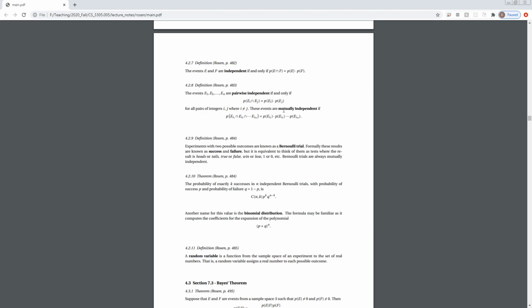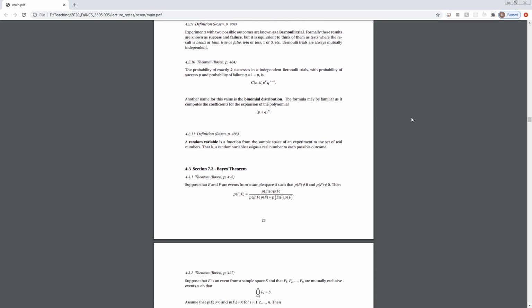And then the events are mutually independent basically if that's true for every pair, right? And so you can measure that directly. You can extract this quality if you're given that this is true.